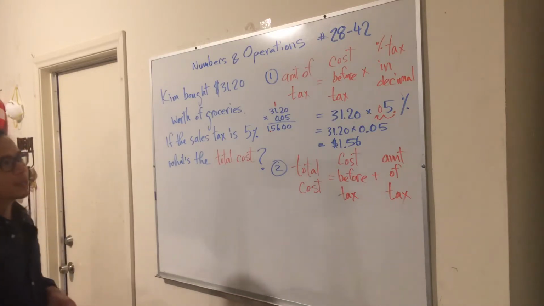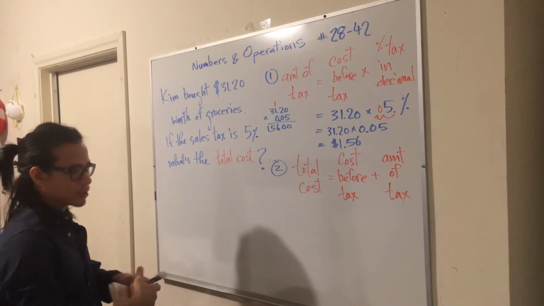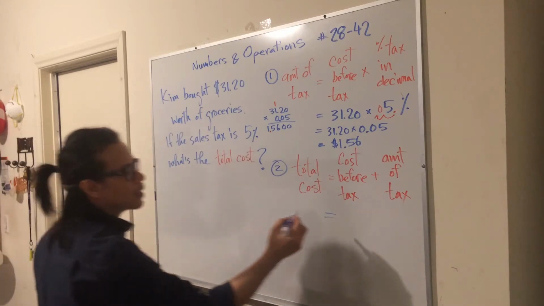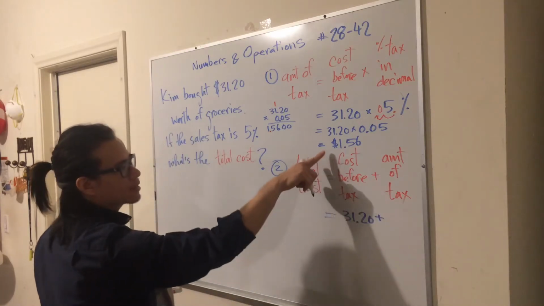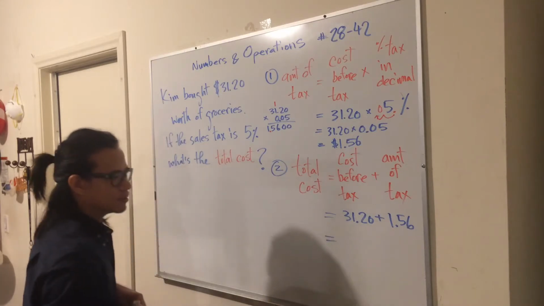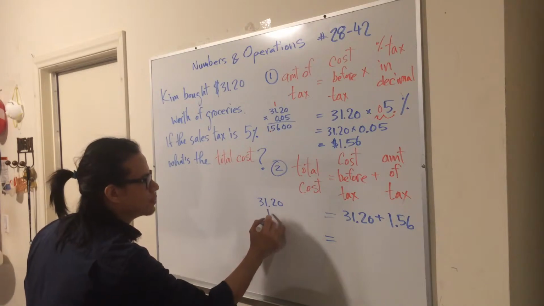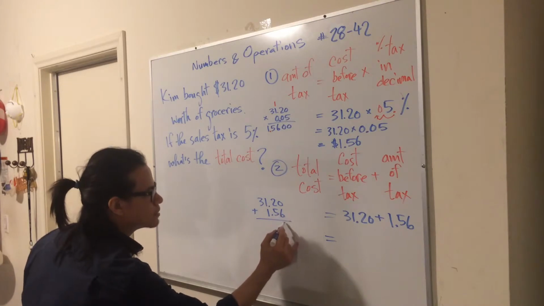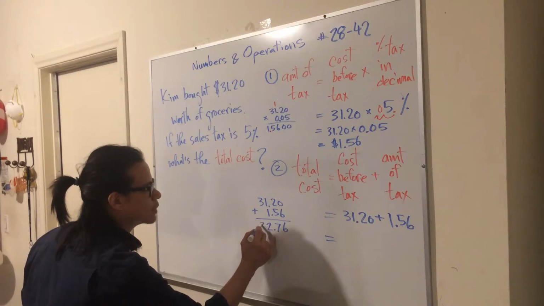Okay, we're halfway done. So to get the total cost of the groceries, we're going to add the cost before tax, which is $31.20, plus the amount of tax, which is $1.56. Okay, add these two guys up. So you have 31.20 plus 1.56. Okay, 6 plus 0 is 6. 5 plus 2 is 7. 1 plus 1 is 2, and bring down the 3.